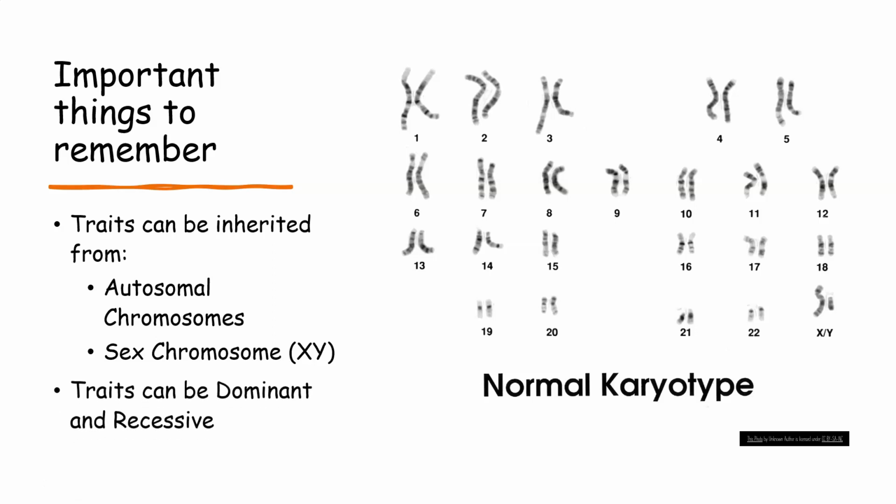So we can have XX for the female or XY for the male. We've also looked at the fact that traits can be dominant or recessive. And when we look at genotypes, we know that those capital letters, so if you've got a BB for a trait, then you've got two dominant Bs, two dominant traits of the B. If you had a big B and a little b, then your capital B is the dominant trait and your lowercase b is your recessive trait.